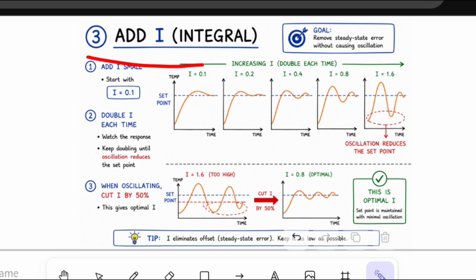Step 3 is finding the optimal value of integral. Let's set the I values and start with 0.1, then 0.2, 0.3, 0.4, 0.5, 0.6. Increase it until the oscillation reduces around the set point. When it starts oscillating, cut its value by 50%. That's your optimal integral value. It eliminates steady state error, so keep it as low as possible.